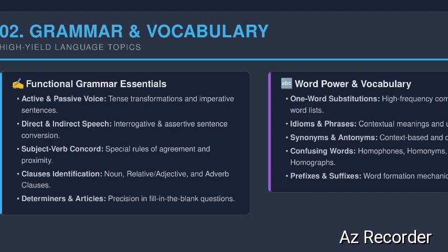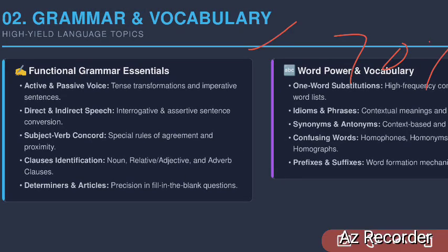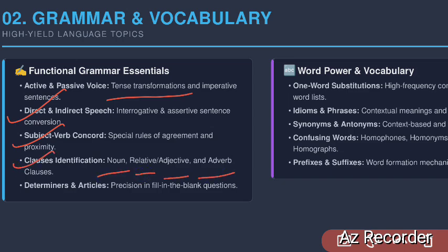So you must focus heavily on active and passive voice, where you must understand the tense transformation and imperative sentences. Practice it deeply. Direct and indirect speech, subject verb concord, and clause identification, where noun, relative, adjective and adverb clauses may be asked in this examination, and determiners plus articles.